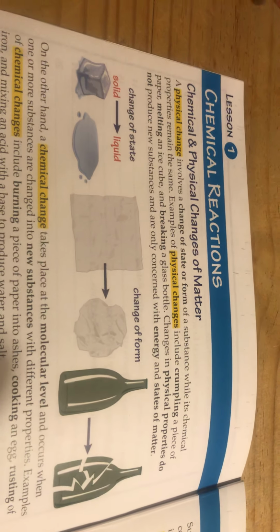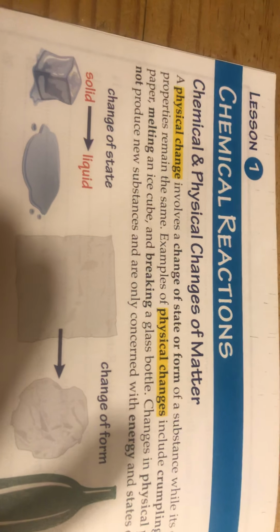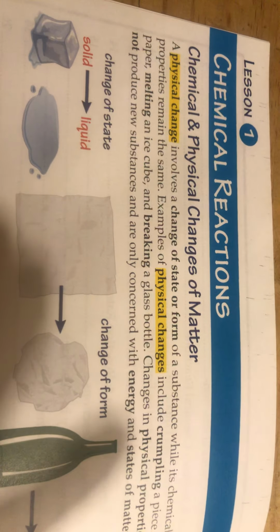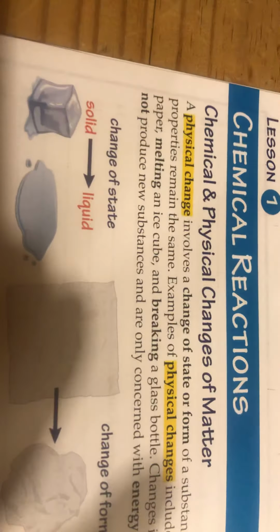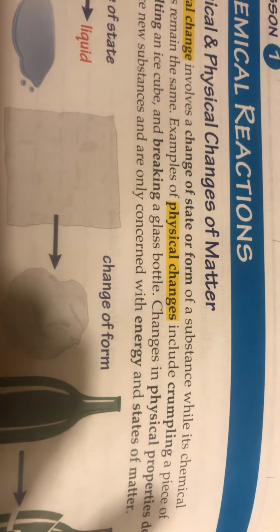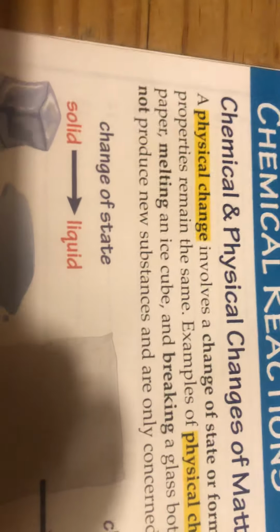Okay, so just because we crumple a piece of paper doesn't mean that it changes its chemical properties. We just changed its physical properties, okay? Examples of physical change: crumpling a piece of paper, melting an ice cube, breaking a glass bottle. Changes in the physical properties do not produce new substances and are only concerned with energy and states of matter. So they do not produce new substances.